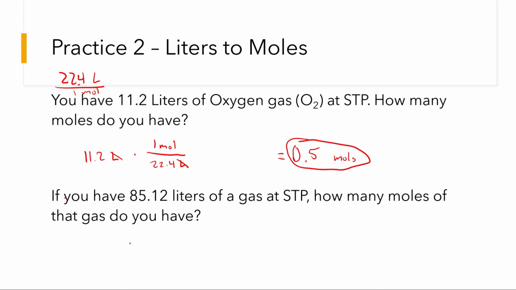The last one, 85.12 liters, and we want to get to moles. And you'll notice that on this one, there's not even a gas that's given to you. It just says if you have 85.12 liters of a gas at STP. And that's because really the gas doesn't actually matter at this point. When you're working with gases, as long as they're at standard temperature and pressure, you're always going to have the same thing. So, times 1 mole per 22.4 liters. And when we multiply that out, we get about 3.8 moles.